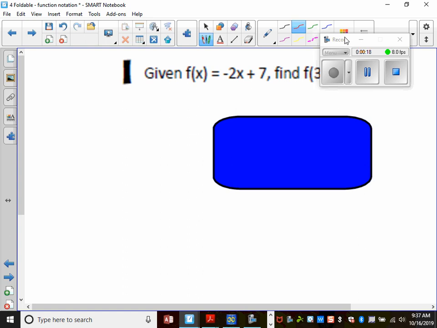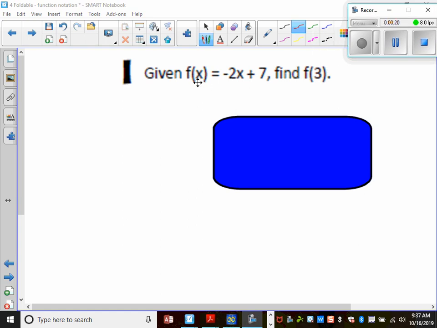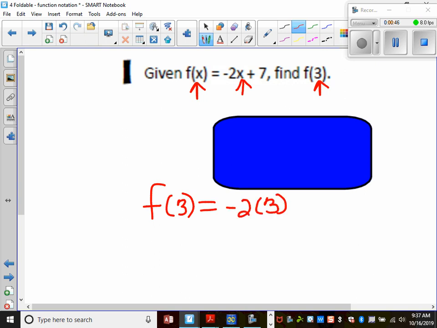All right, so the first one we have here is f of x equals negative 2x plus 7. Find f of 3. So this is how you're going to write it. Please make sure you're taking notes. Where you see this 3, we're going to replace it with this x. So I'm going to say f of 3 equals, and then everywhere I see x in this function, I'm going to replace it with 3. And there's only one replacement here.